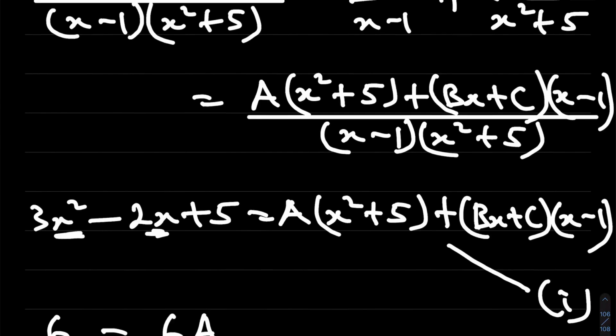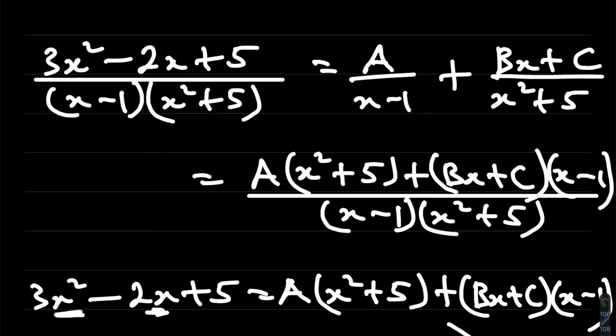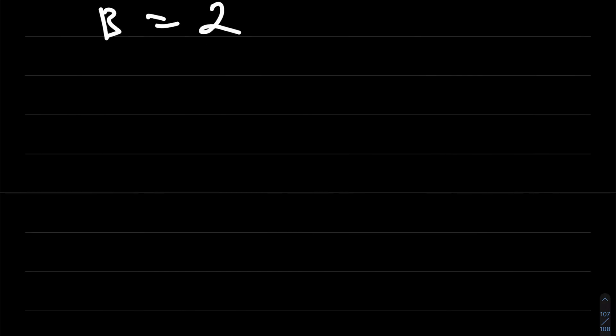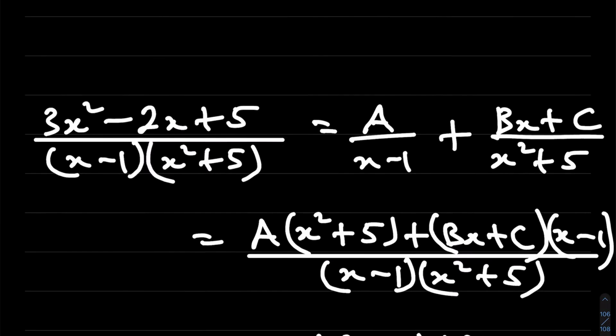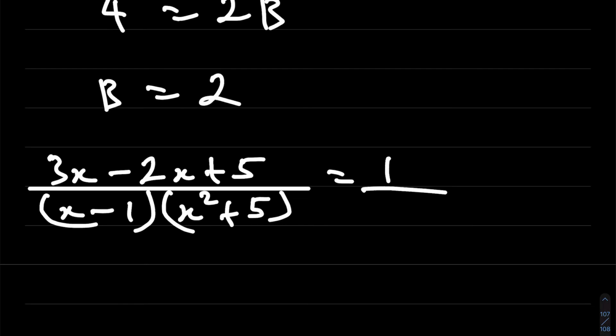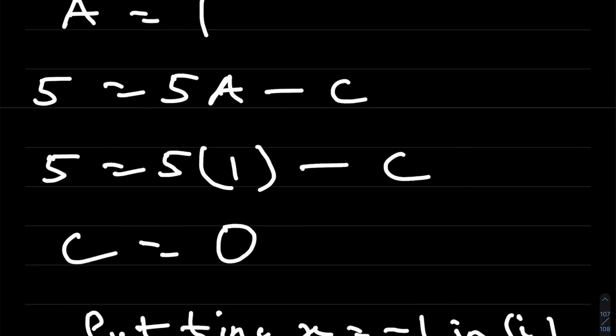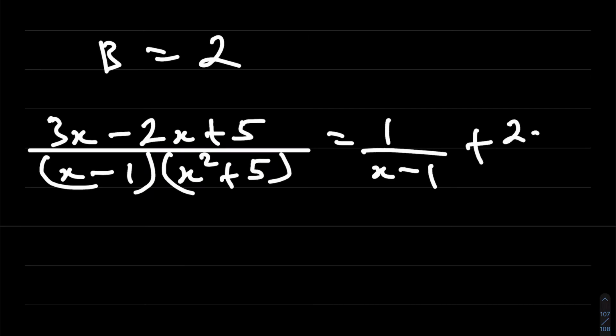Now we've already got all of the constants, so that therefore means the fraction 3x squared minus 2x plus 5 over (x minus 1) times (x squared plus 5) is equal to A over x minus 1, which will become 1 over x minus 1, plus Bx plus C, B is 2, that's plus 2x plus C, C is 0, so that's just 2x all over x squared plus 5. And that's it, very, very simply. Now we go straight to the next.